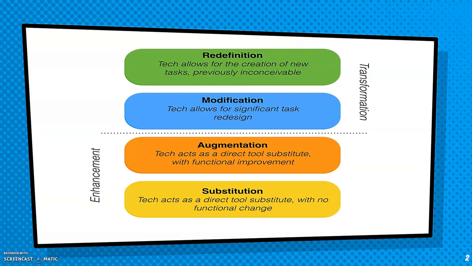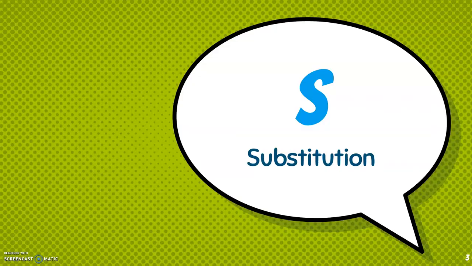Developed by Ruben Puentedura, SAMR, which stands for substitution, augmentation, modification, and redefinition, looks at tech integration from a hierarchical perspective, ranging from simple substitution at the bottom to more transformative uses of technology at the top. In the substitution phase, we are simply using digital substitutes to perform the same task with no functional change. Here, technology works as a direct substitute. For example, you may have students complete an assignment on a PDF and let them turn it in online.